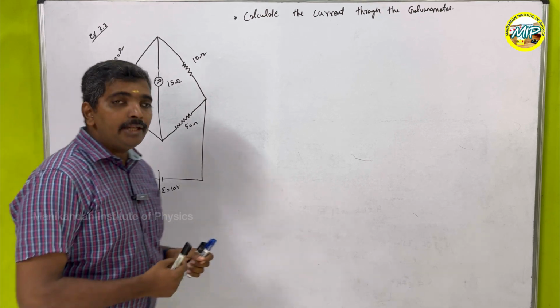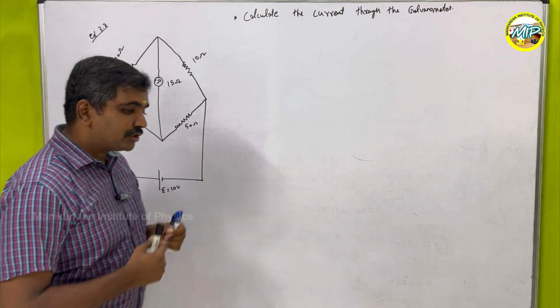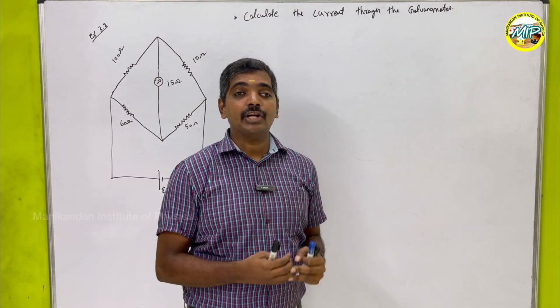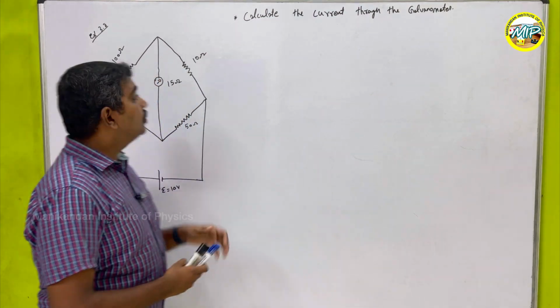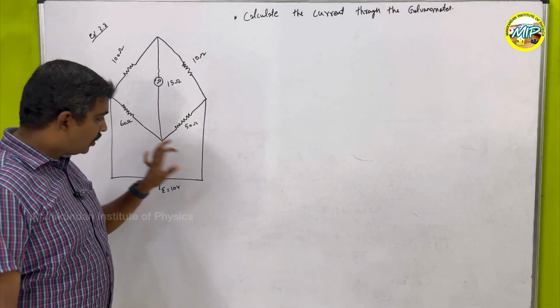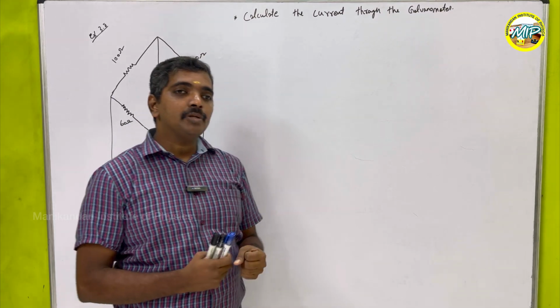So to find the current through the galvanometer, first we should check whether it is in balanced condition or not. So P, Q, R, S: P by Q equal to R by S. If the ratio is satisfied, the current through the galvanometer is going to be 0.